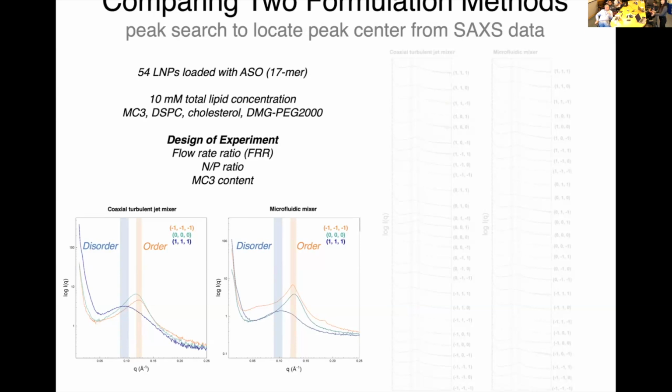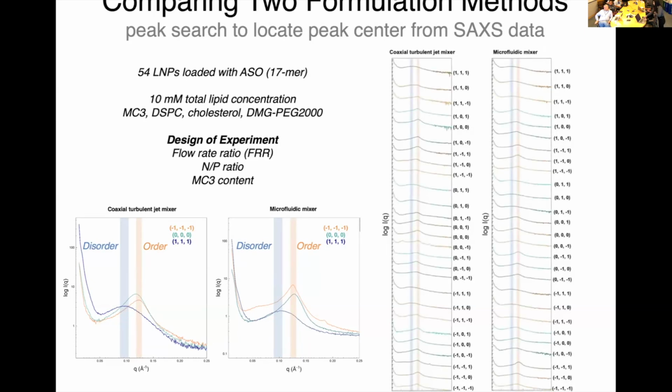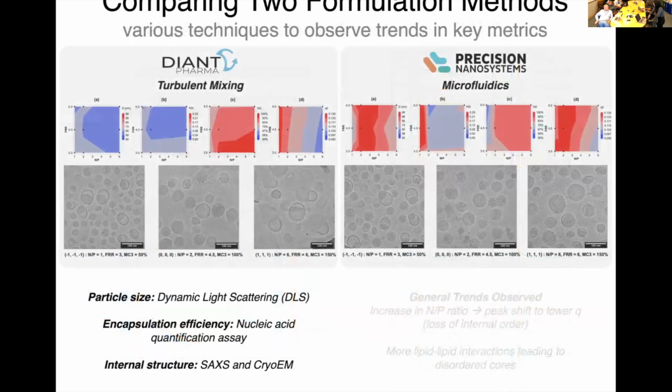And we were able to start comparing the jet mixer method versus the microfluidic mixer, looking at how these shift from one another. And we did this for all 54 lipid nanoparticles and complemented that with various other techniques to try to observe these key trends or key metrics. We supplemented our SAXS data with dynamic light scattering, or DLS, for looking at particle size, and then encapsulation efficiency, looking at how much of the nucleic acid was contained inside these lipid nanoparticles, and then we also used cryo-EM.